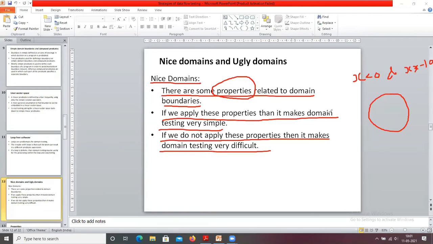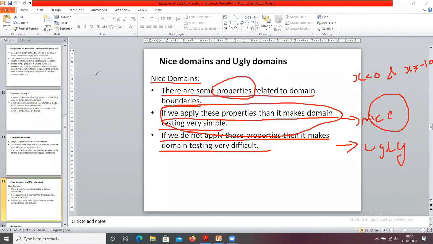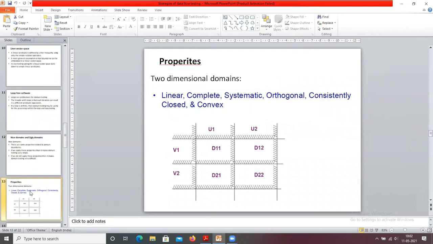If we apply all the properties to a domain, then we call this a nice domain. If we are unable to apply these properties to a domain, then we call this an ugly domain. Now we discuss the properties. What are the different properties? They decide whether it is a nice domain or an ugly domain.